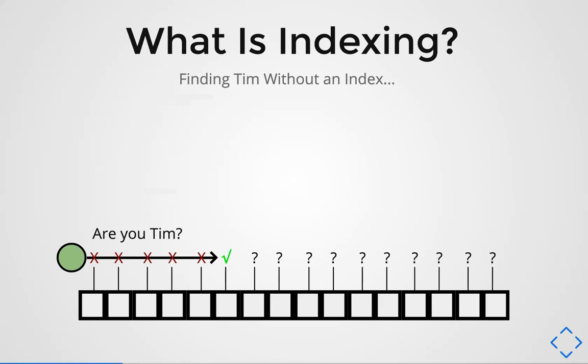So if I want to find Tim and I don't have an index, I just have to check every single one of these records, go to the name field and say, is this Tim? Which is incredibly inefficient if we have a big database table.